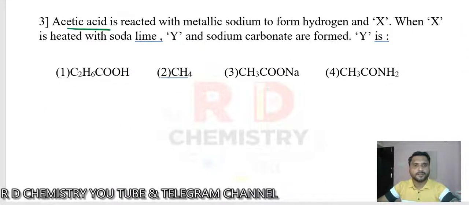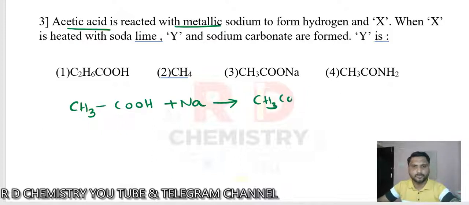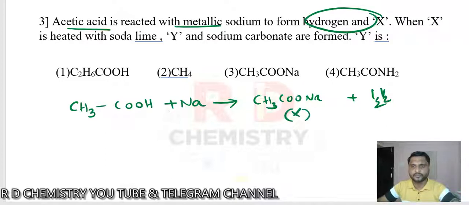Acetic acid, CH3COOH, is treated with metallic sodium. This is an acid-base reaction that gives CH3COONa and hydrogen gas, half a mole of hydrogen. So hydrogen is formed, and this is the salt X.